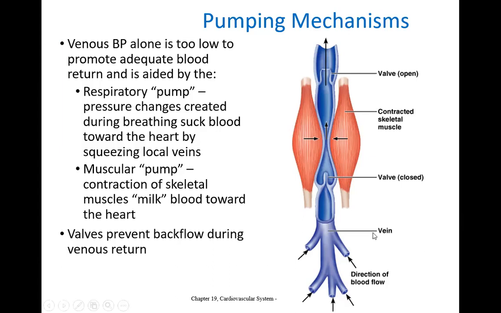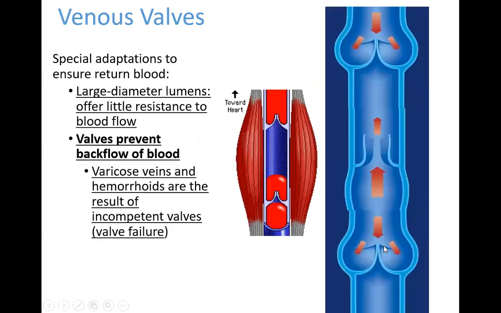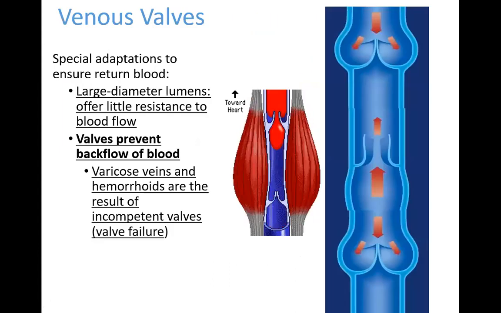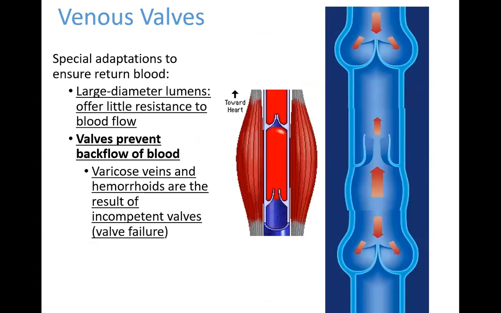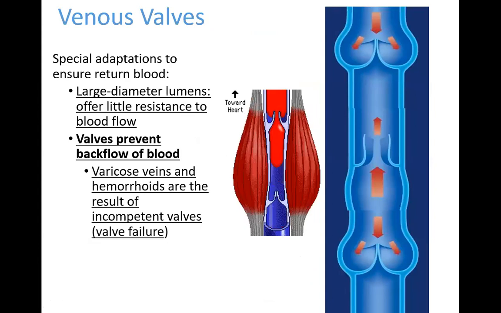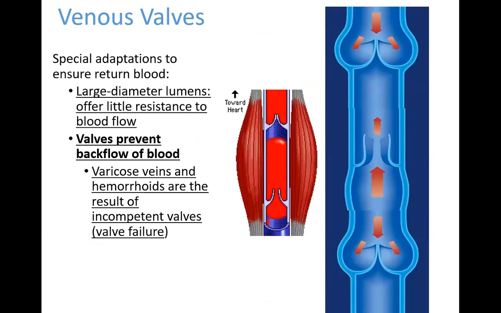So anyway, veins have valves to keep the blood from dropping back. And here's a little animation that shows how it works. We squeeze and push, blood goes up, drops back down at the valve, stays there, and then the next squeeze pushes it up even higher.